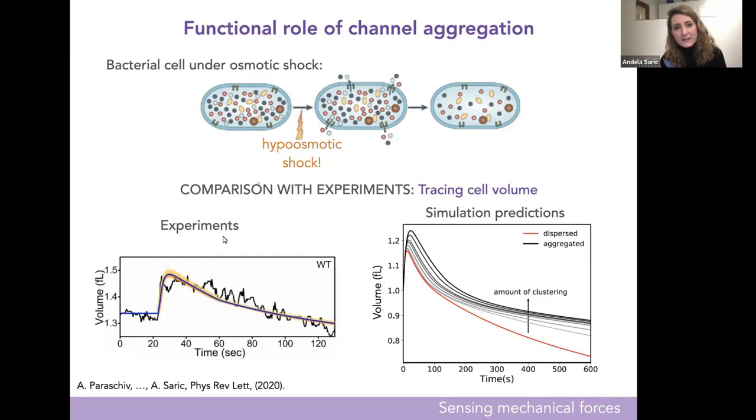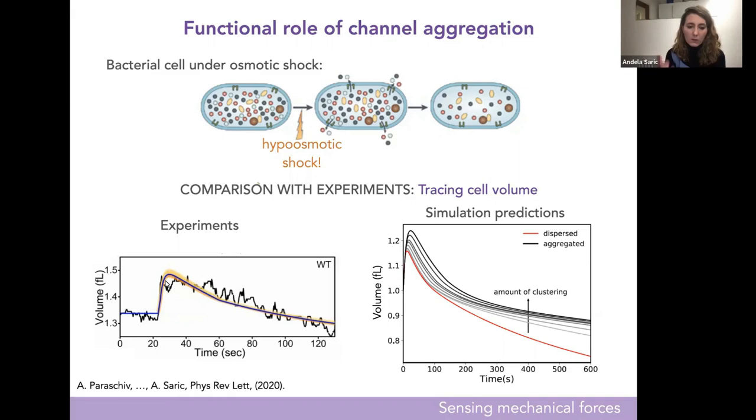coli under osmotic shock. So they put a bacterium into hypoosmotic conditions, then water flows in, the membrane tenses. And what they do, they measure single cell volume. And they see that as a bacterium experiences a hypoosmotic shock, the volume goes up, so the cell plumps up. At this point, the channels open, and then the volume slowly equilibrates as the osmotic pressure gets equilibrated.